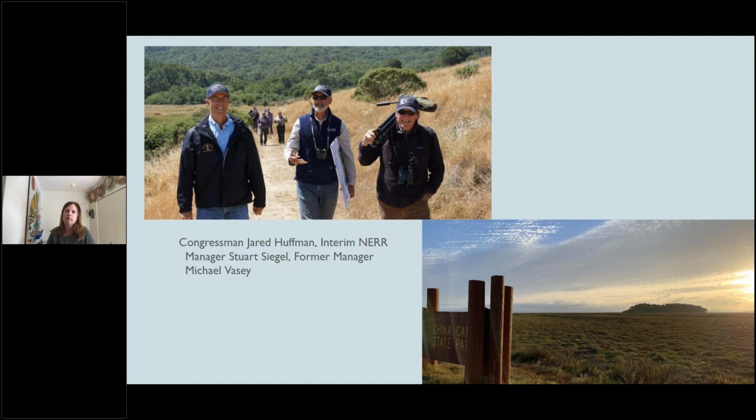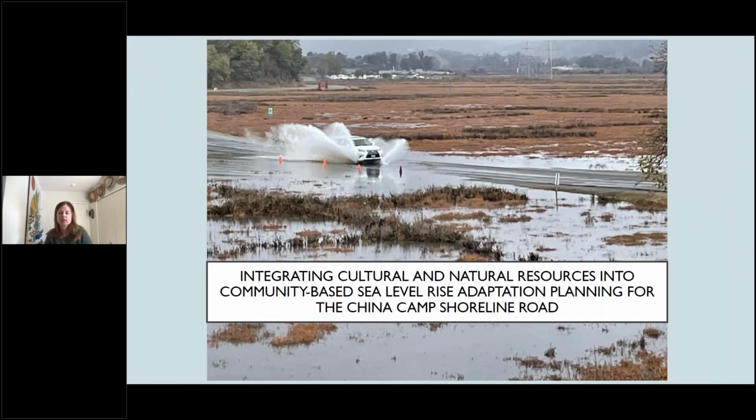One key thing I want to mention is that this is not the most traveled road that floods in the county and not the most critical infrastructure in the region by far. But the uniqueness of the habitat and the importance of the marsh elevates the need for this project beyond just the transportation issues. So our research proposal that was just funded and started in 2021 is called Integrating Cultural and Natural Resources into Community-Based Sea Level Rise Adaptation Planning for the Chinacamp Shoreline Road.